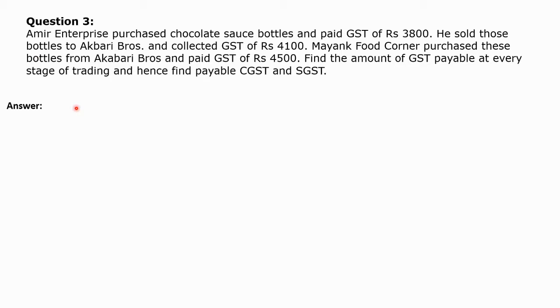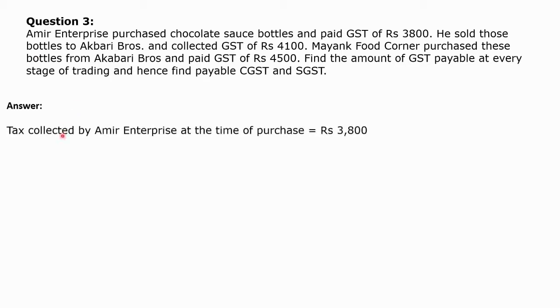Let us start with the solution. Tax collected by Amir Enterprise at the time of purchase, that is rupees 3,800. Tax collected by Amir Enterprise at the time of sale: while Amir Enterprise sold the chocolate sauce bottle to Akbari Bros, they collected a tax of rupees 4,100. This is the first stage of transaction. In this case, 3,800 will become the input tax and 4,100 will become the output tax.